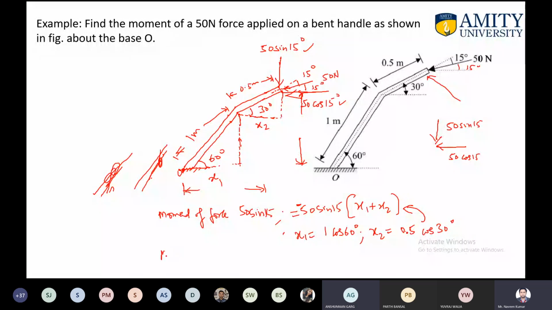Similarly, we have to calculate the moment for the force 50 cos 15. Sir, please repeat how much. Wait. The previous one you want me to repeat? What I have done for the moment of 50 sin 15.